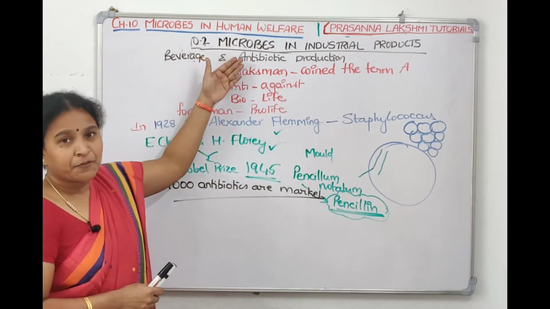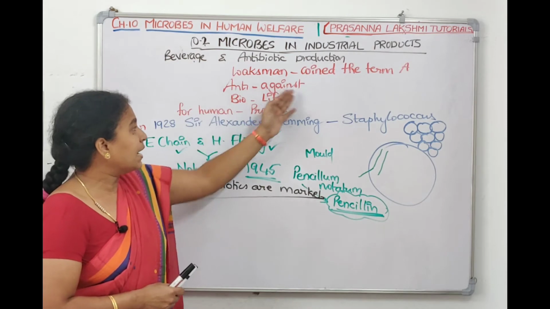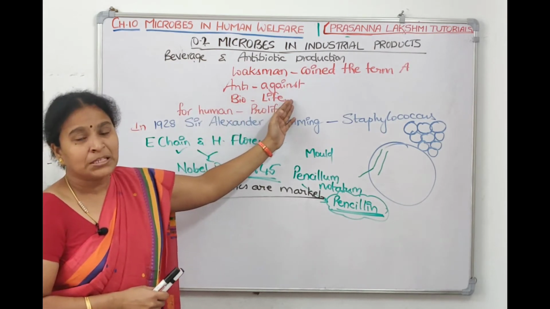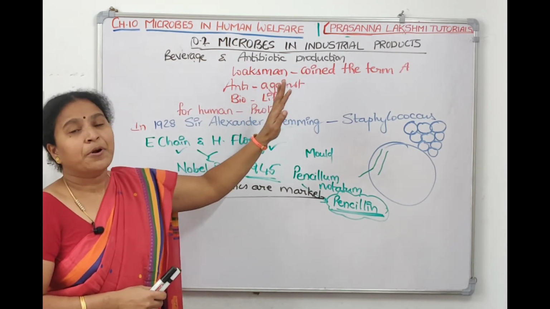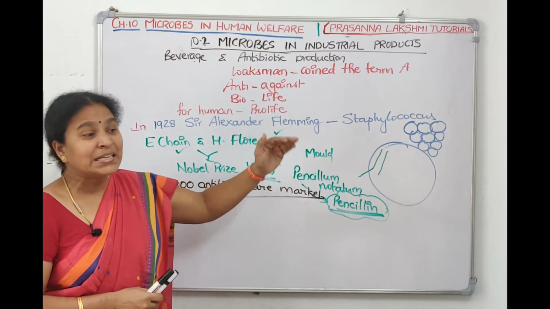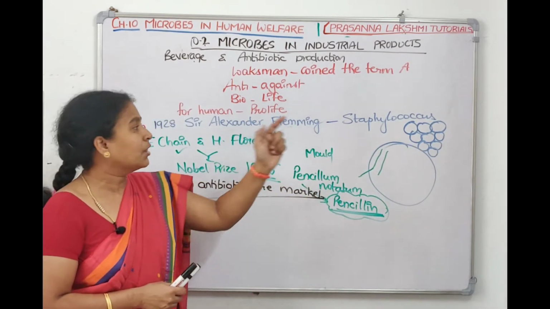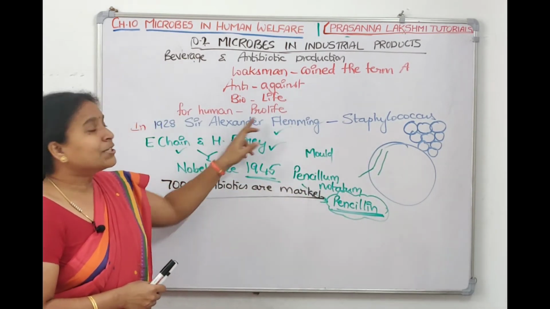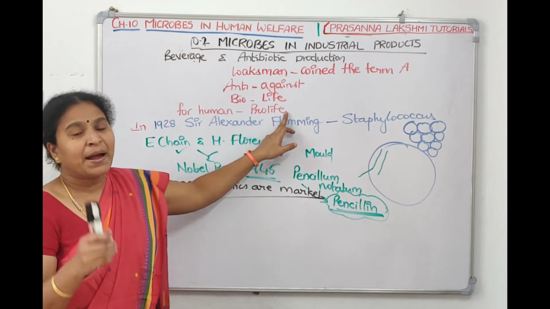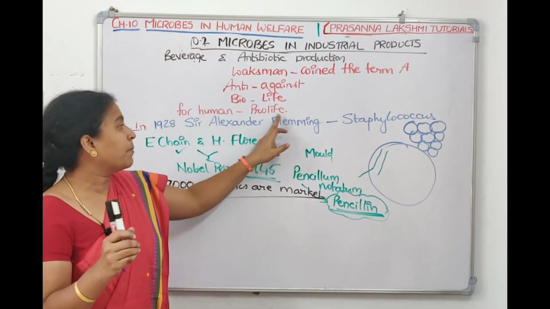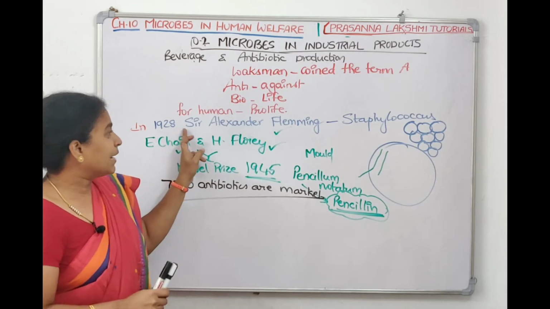This word has been derived from a Greek word. Anti means against, bio means life, means bacteria will produce this antibiotic which is against the life of pathogens, which will kill the pathogens, but for us it is pro-life. Who discovered antibiotic? The first antibiotic was discovered by Alexander Fleming in the year 1928.